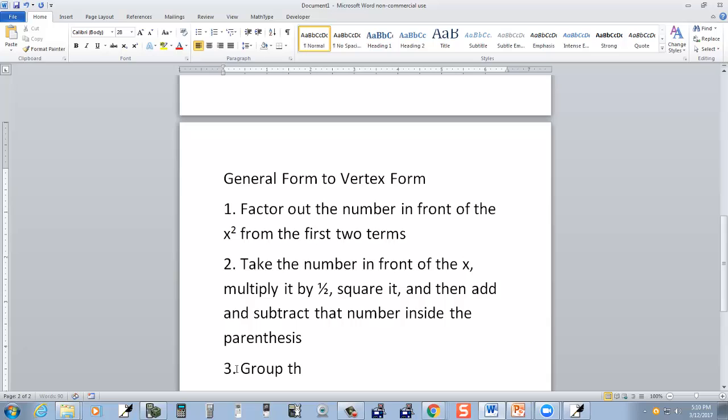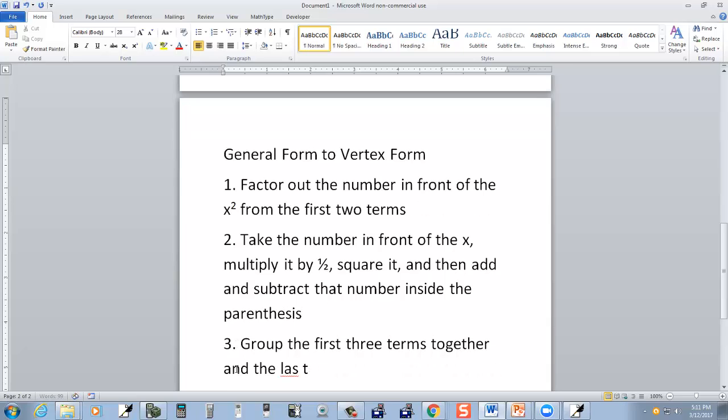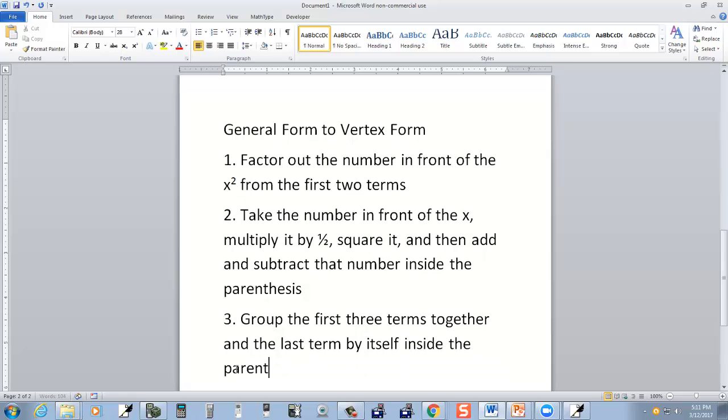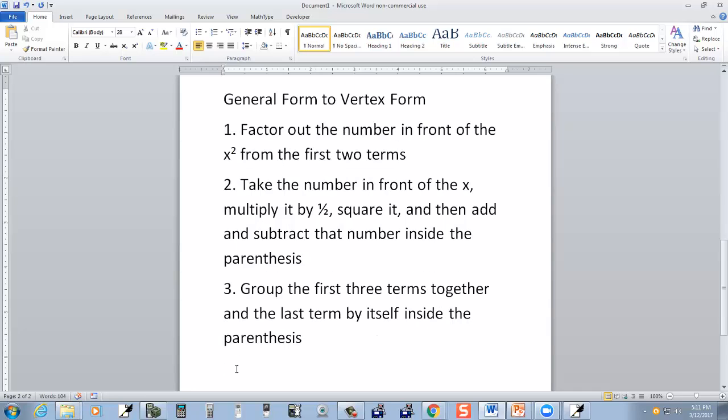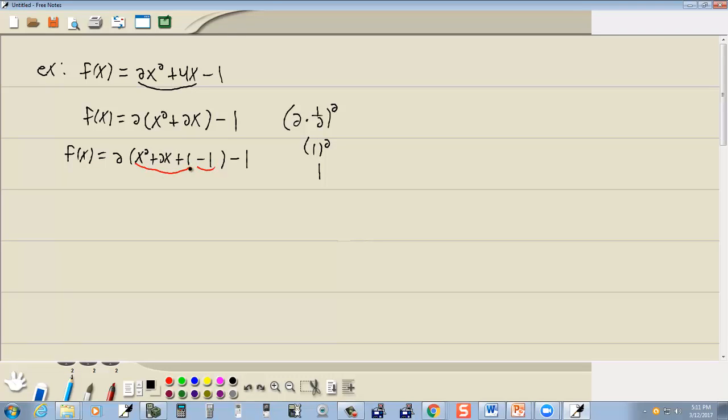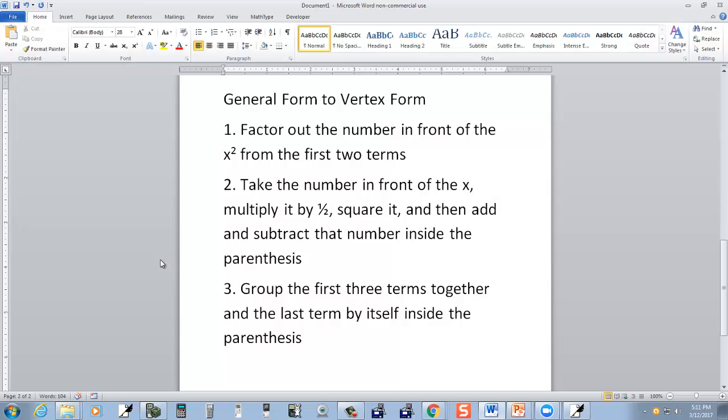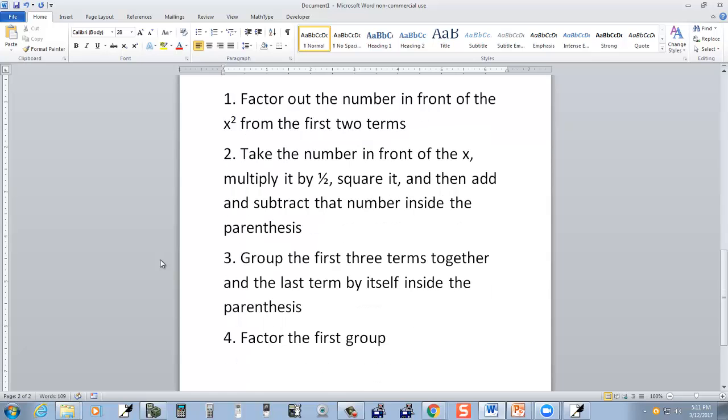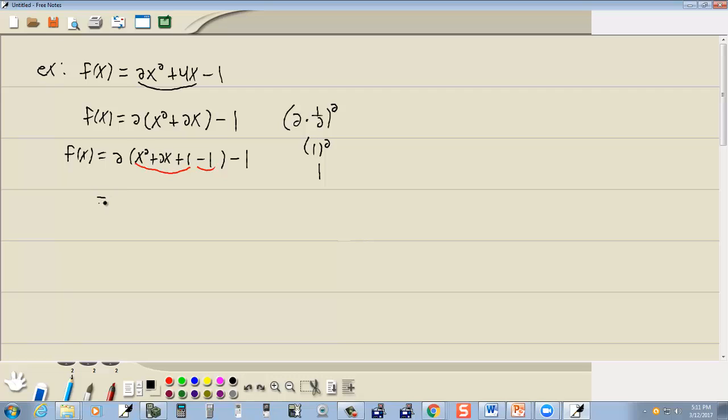So step 3, group the first three terms together and the last term by itself inside the parentheses. Now when I say group them, just put a line underneath them like you see what I did right here. Then we're going to factor the first group. So factor the first group. This factors as x plus 1 squared minus 1.